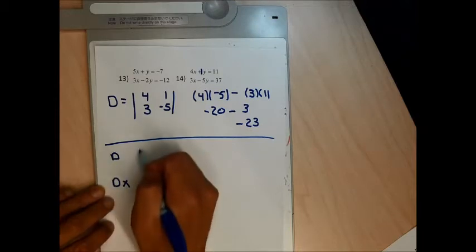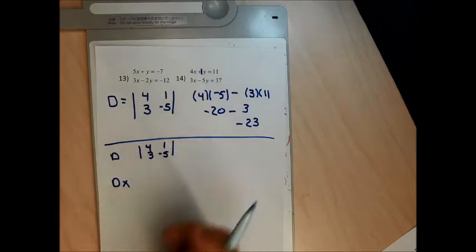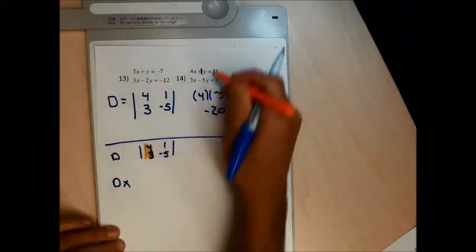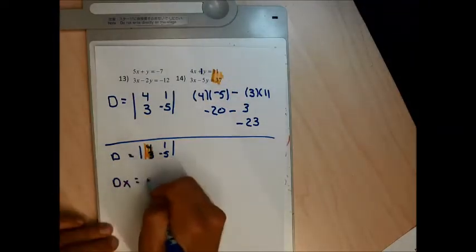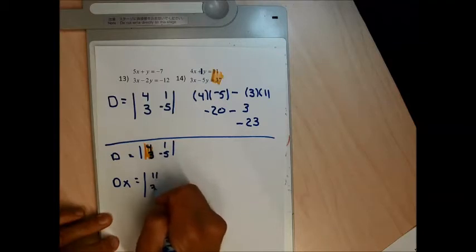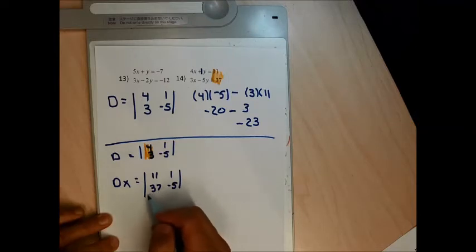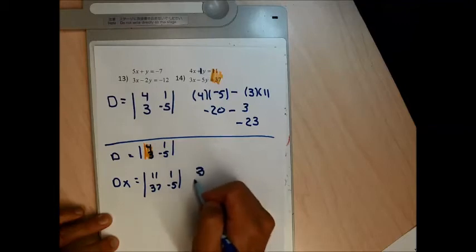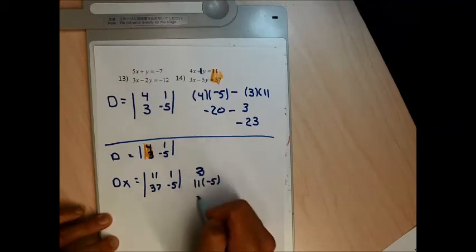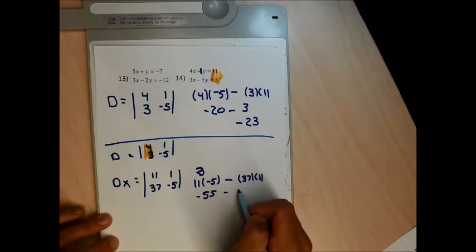To do the D sub x, you look at the D determinant and you change the numbers in the x column to the numbers in the equal column. So I'm going to change from the D determinant, the x column, to have 11 and 37. I'm going to leave the 1 in minus 5. Now I'm going to find that determinant by cross multiplying down, which is 11 times minus 5, which is minus 55, cross multiplying up, preceded by a minus sign, 37 times 1.